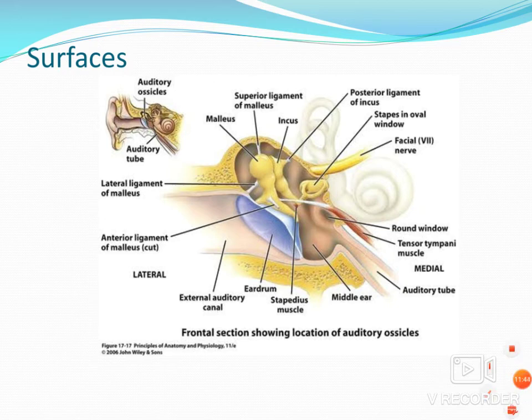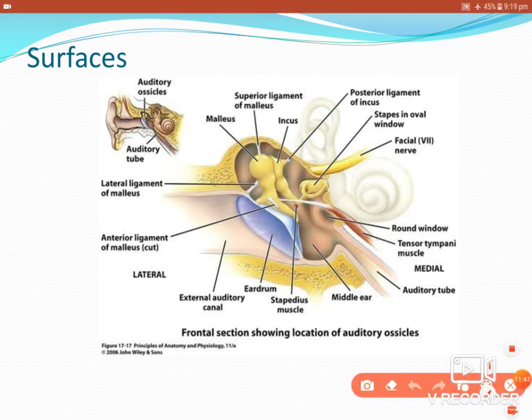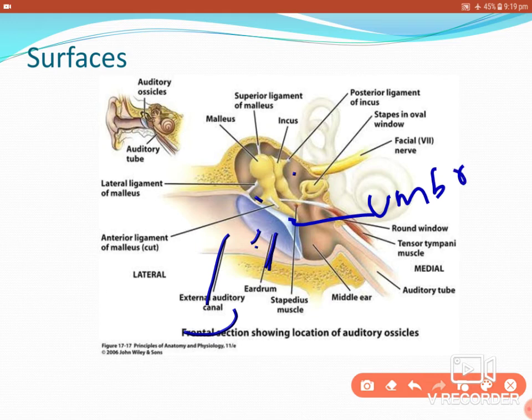Here in this figure, you can see the external auditory canal, and this is the tympanic membrane. This is the lateral surface, which is concave. This is the medial surface, toward the middle ear, which is convex, and the maximum convexity here is the umbo. Here you can see the attachment of the handle of the malleus. This is the head of the malleus.